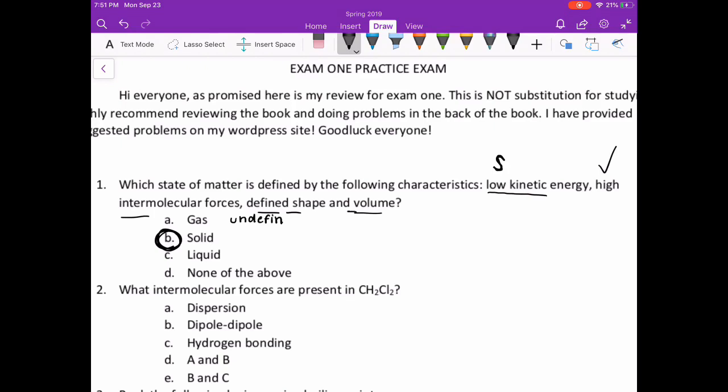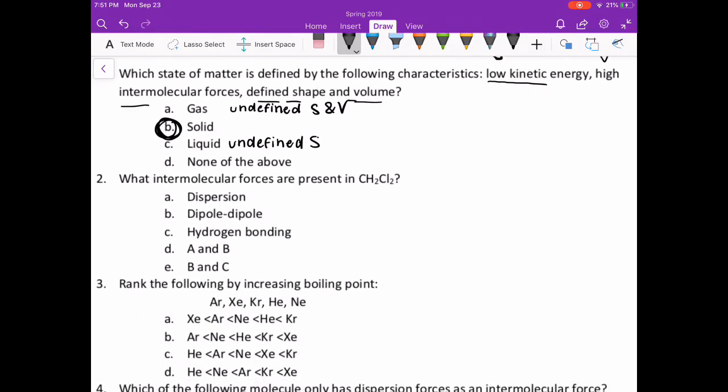And I know a gas is going to have an undefined shape and volume. Whereas when I have a liquid, it's an undefined shape and a pretty set volume. It's slightly compressible, so you can't really say either way. But a solid I know is going to have both, all those characteristics. So for this one, I'm going to underline and draw out my Lewis dot structure.